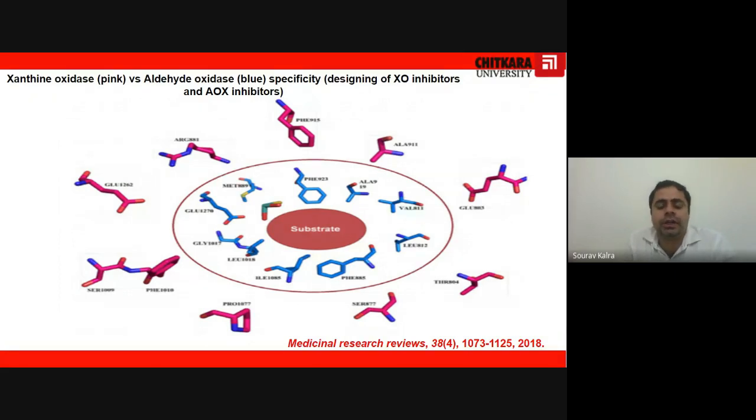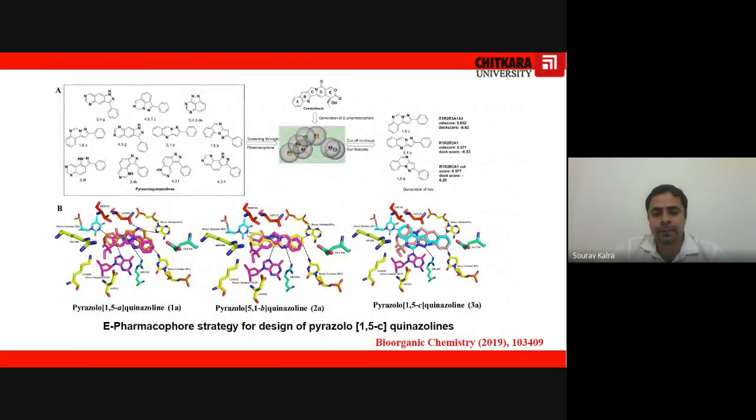In this we have shown the cavity of aldehyde oxidase and xanthine oxidase. We have made a difference to differentiate the active sites of xanthine oxidase and aldehyde oxidase, and these are some of the differences I have highlighted in this article. Pink is xanthine oxidase, and inside it is aldehyde oxidase in blue. Next, we worked on the E-pharmacophore technique.